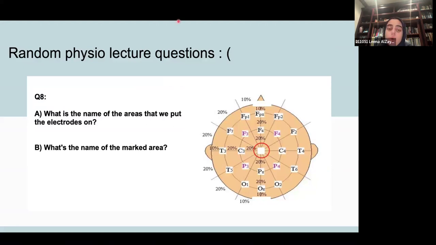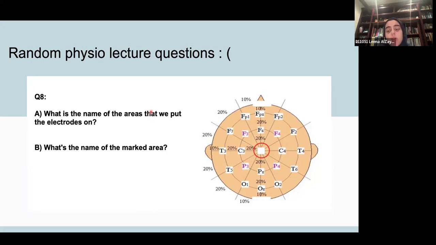Now, just a few random physiology questions and we'll be done. Basically, I didn't know how to explain physiology because the labs didn't have any material to be explained. So I got a few questions and I thought I'd explain why these are the answers. So this is actually part of the lecture. So this OSPE is not even mentioned in lab.